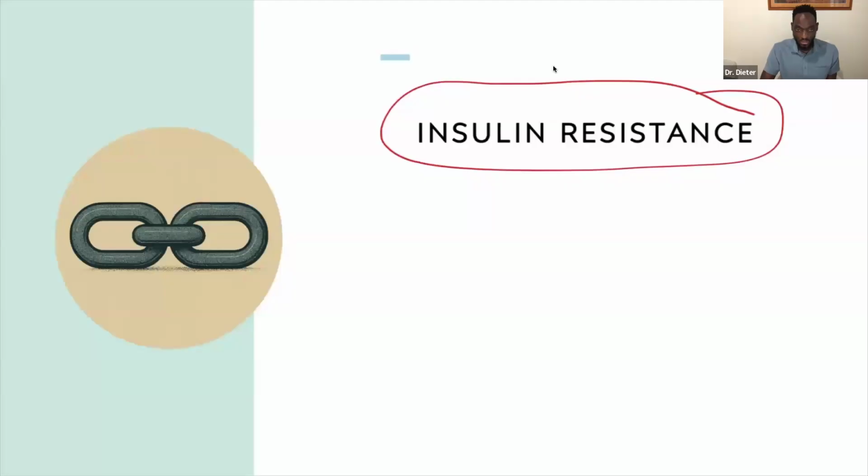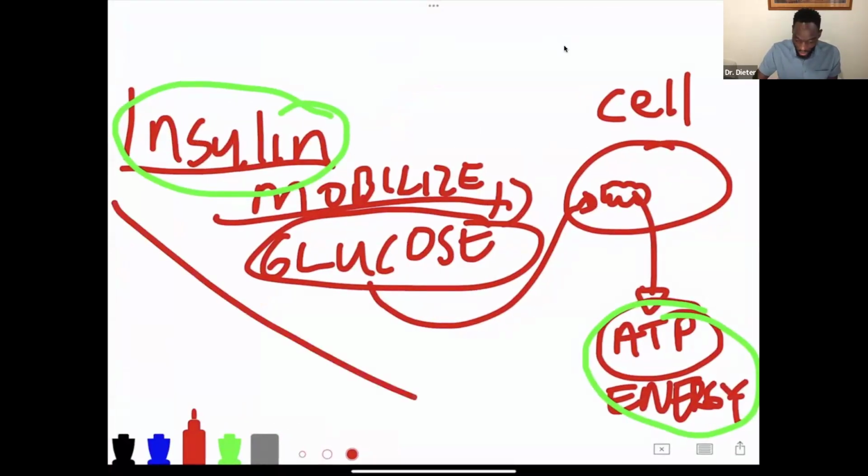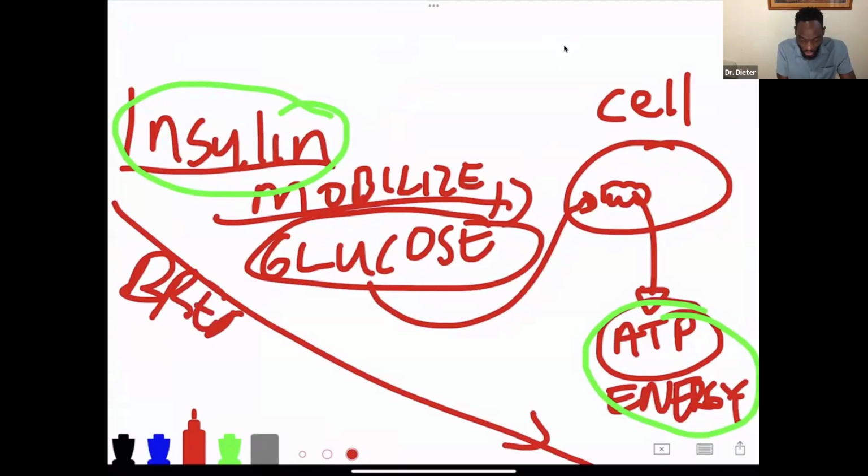What then is insulin resistance? Insulin resistance is when you now have a breakdown in this process. Anywhere in this process where there is a breakdown of insulin mobilizing glucose into the cell so that energy, ATP, can be produced, we say you have insulin resistance.